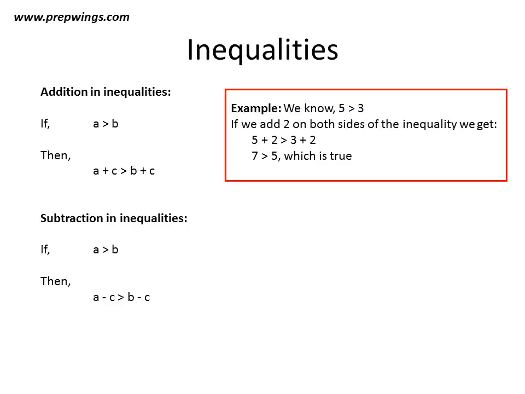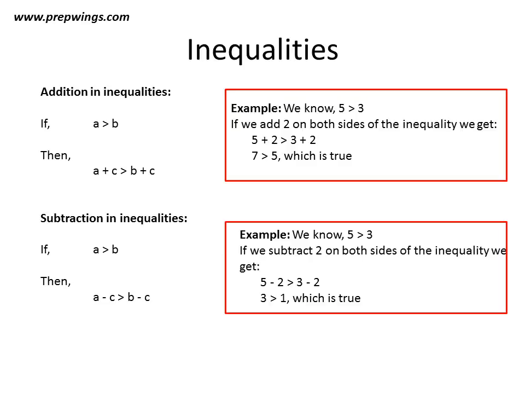Okay, the same thing goes when we do subtraction in inequalities. If A is greater than B, then if I subtract C on both the sides, it will become A minus C is greater than B minus C. Again, we look at an example. 5 is greater than 3. Now if we subtract 2 on both the sides of the inequality, we'll get 5 minus 2 is 3 and 3 minus 2 is 1, and we know 3 is greater than 1. Okay, so the inequality sign has remained the same.